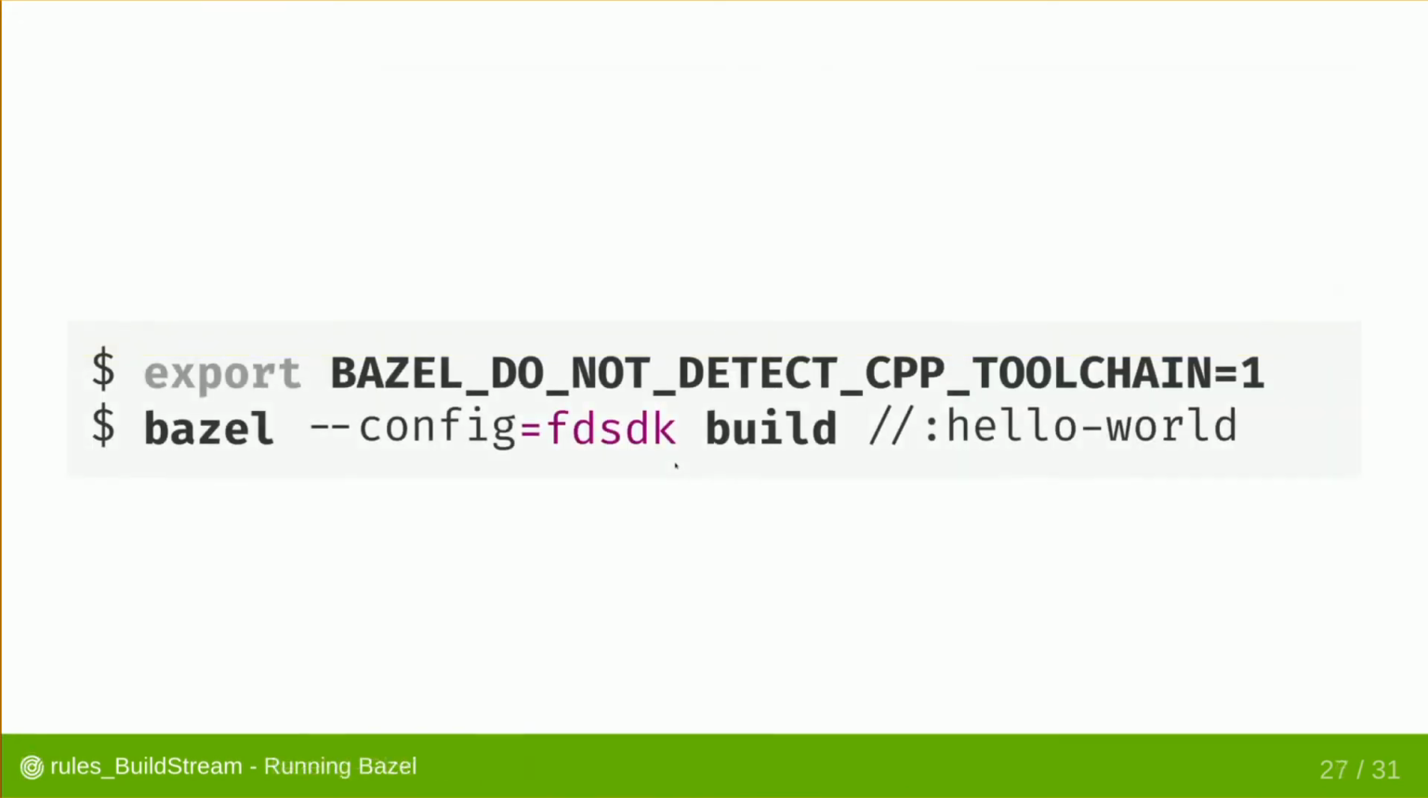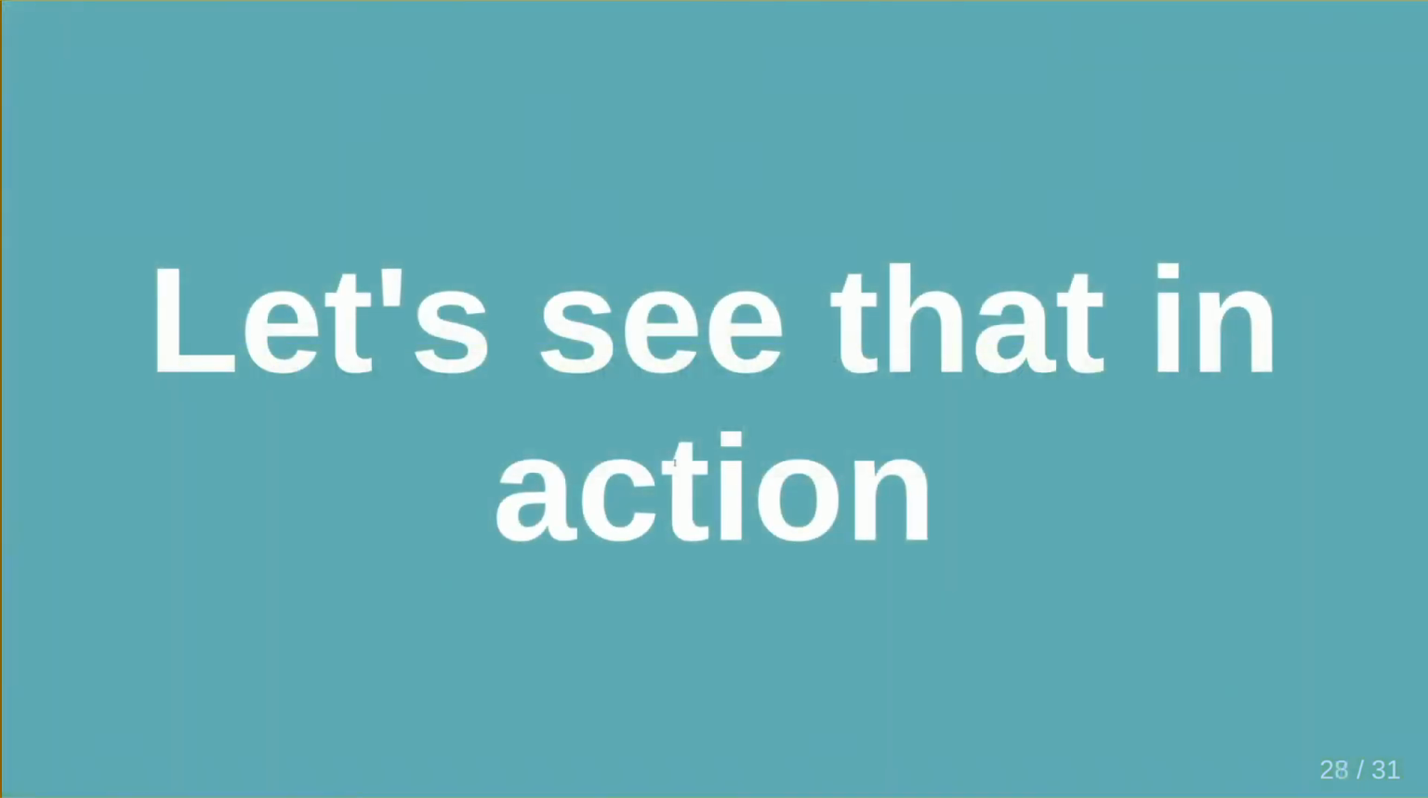Of course, we've got to actually put that together and run Bazel. So we give it an fdsdk config, and we need to set this because otherwise Bazel gets very sad when it can't find a compiler on the host, even when it shouldn't. But it's pretty easy to have that in your environment. Let's look at that.